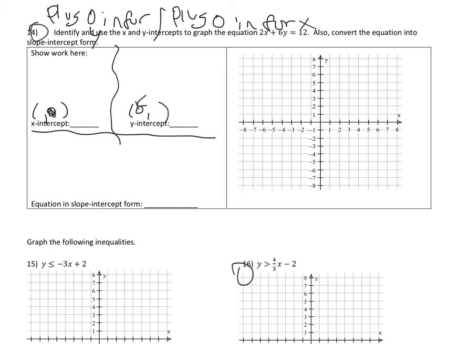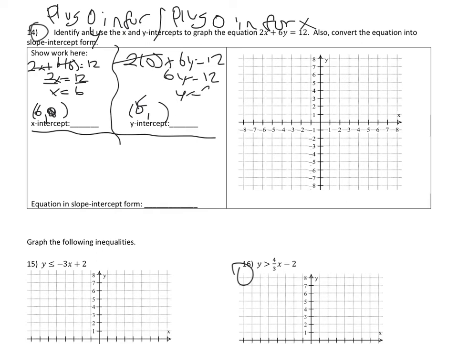So let's plug 0 in for y. 2 times x plus 6 times 0 equals 12. Well, these cancel out. So I get 2x equals 12. Divide by 2, and I get x equals 6. That's my x-intercept. I'm going to do the same thing, but now I'm going to plug 0 in for x. These cancel out. I get 6y equals 12. Divide both sides by 6, and I get y equals 2. Remember, these are points on this line. So you will still get the exact same line once we write the equation in slope-intercept form. So if you want to plot these 2 points, please do. 6, 0 on the x-axis, 0, 2 on the y-axis.